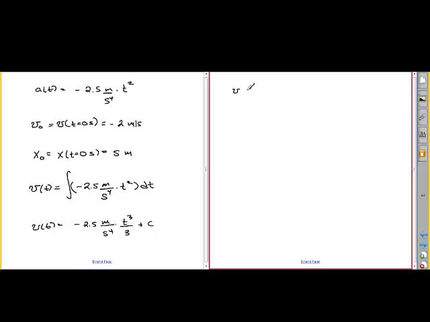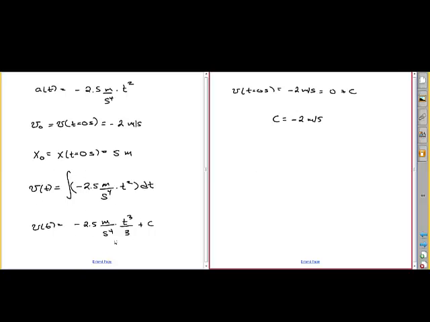So we do that by using the initial conditions. So we know that v at t equals 0 seconds is negative 2 meters per second. And then we plug in 0 into here, and you'll see that the first term is 0, because you'll get 0 cubed. So c is equal to, in this case, negative 2 meters per second.